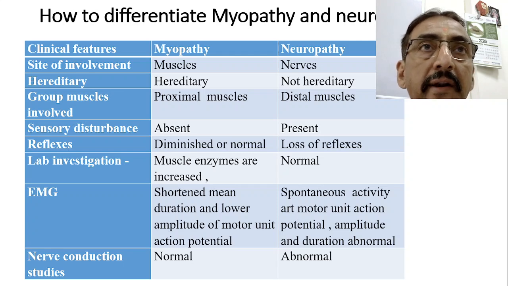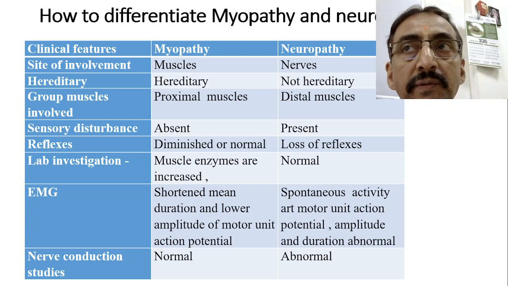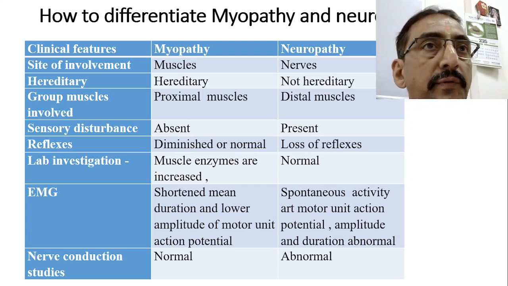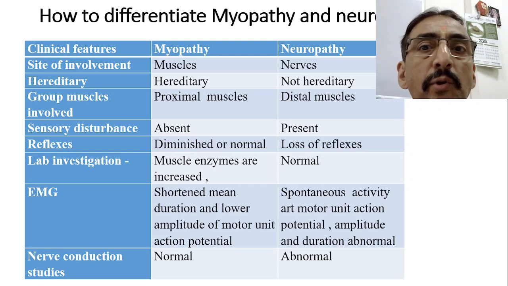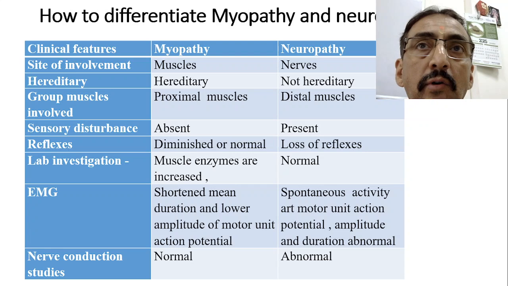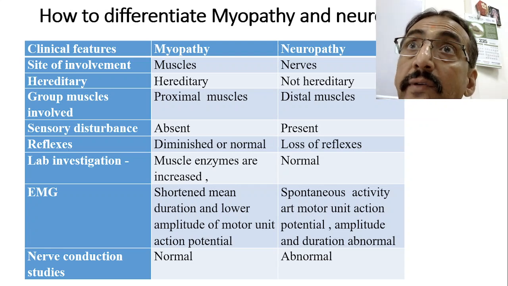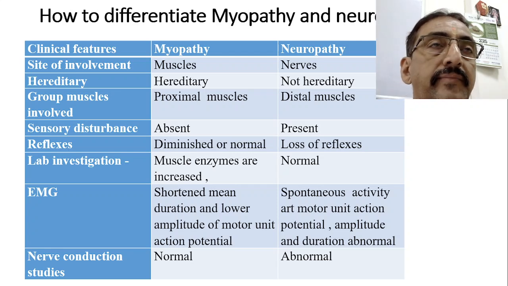Now, talking about heredity, myopathies are mostly hereditary in nature. Most of the myopathies, whether muscular dystrophies or congenital myopathies, are hereditary, whereas neuropathies are not much hereditary. Some hereditary neuropathy disorders are there, such as those related to vitamin B12 deficiency, but they are very rare. So most of them are not hereditary in nature.